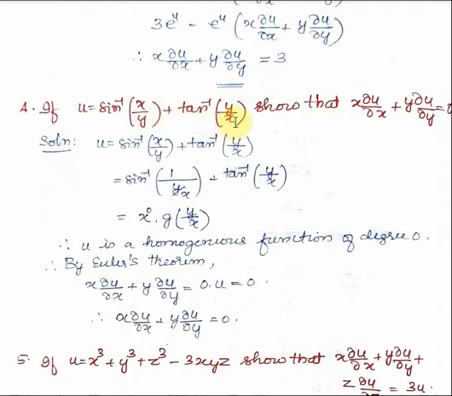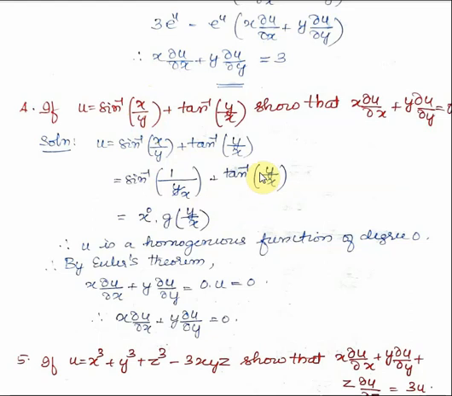hold over here. This is a function of y by x. This is a function of x by y. Therefore, this x by y, I will convert it into y by x. X by y becomes 1 by y by x. Once I do this, this entire thing is a function of y by x, so that immediately it becomes homogeneous.